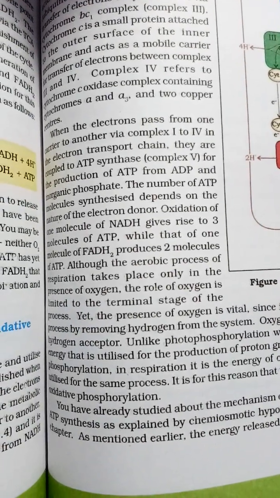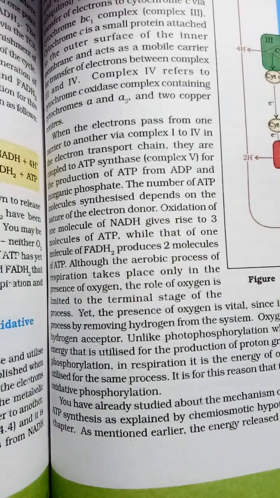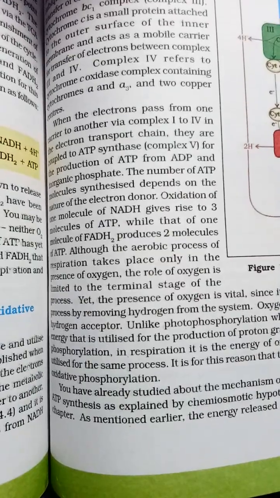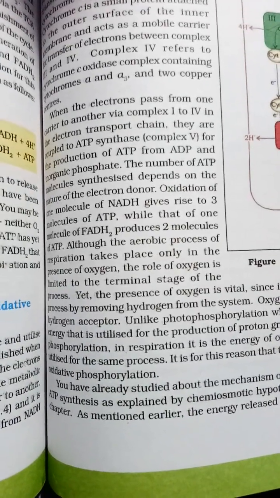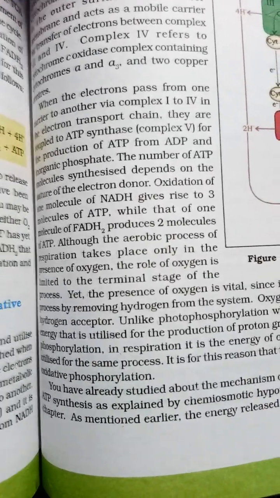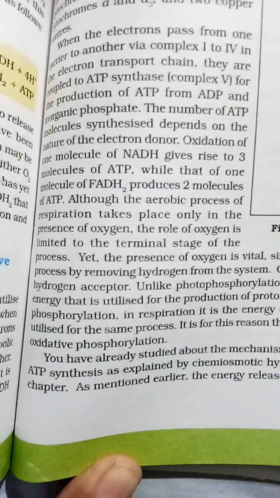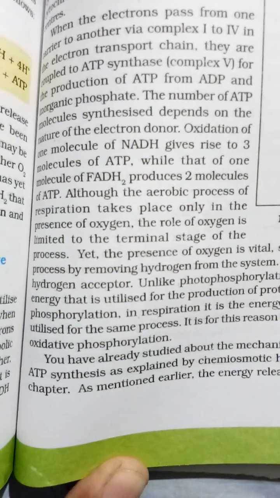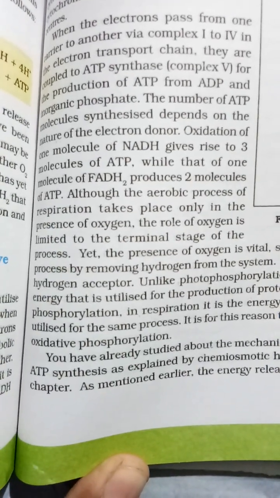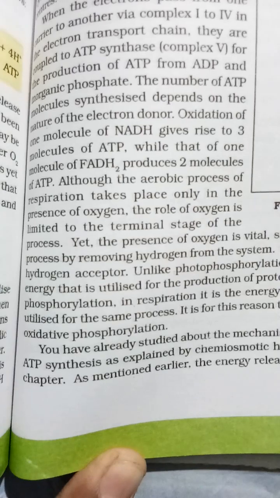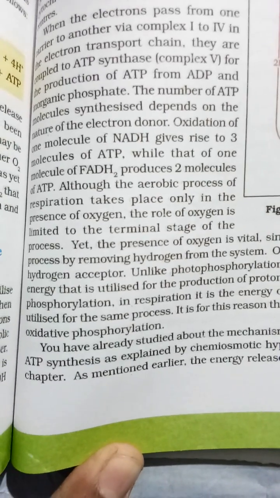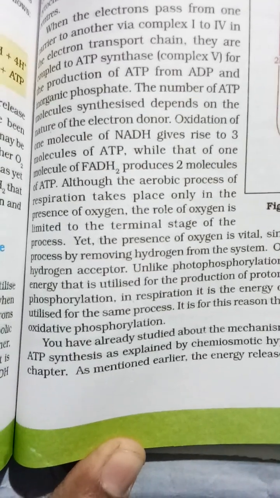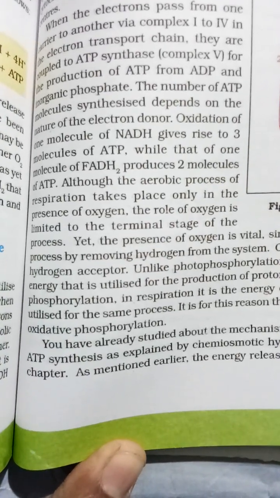And here you will see the number of ATP molecules synthesized depends on the nature of electron donor. Oxidation of one molecule of NADH gives rise to 3 molecules of ATP, while that of one molecule of FADH2 produces 2 molecules of ATP.